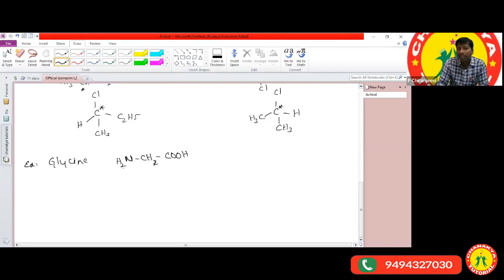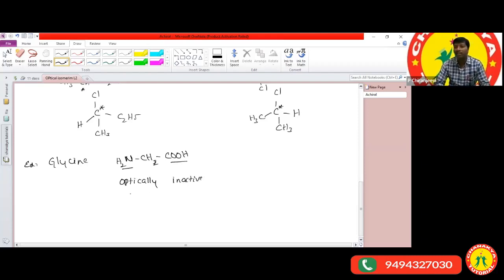On one side the amine group is there, on the other side the carboxylic acid functional group is there. Two hydrogens are directly attached to the carbon. That means it is achiral, it's not chiral. If it is achiral, it does not exhibit optical activity. Hence, glycine is optically inactive.